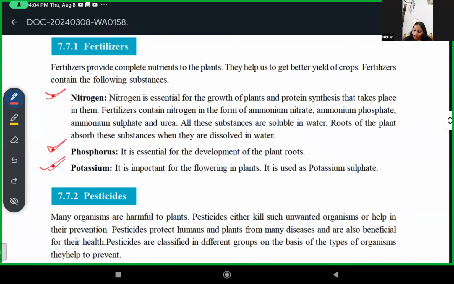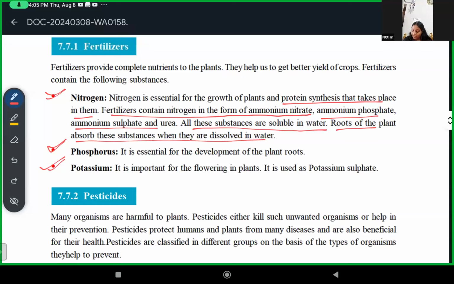plant. So, nitrogen is essential for the growth of plants and protein synthesis that takes place in them. Fertilizers contain nitrogen in the form of ammonium nitrate, ammonium phosphate, ammonium sulfate, and urea. All these substances are soluble in water. Roots of the plant absorb these substances when they are dissolved in water.